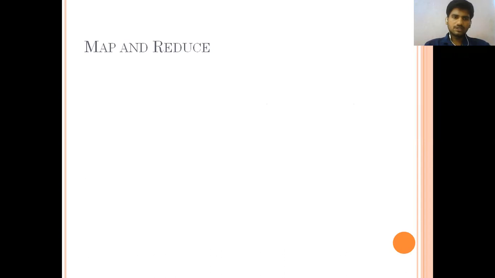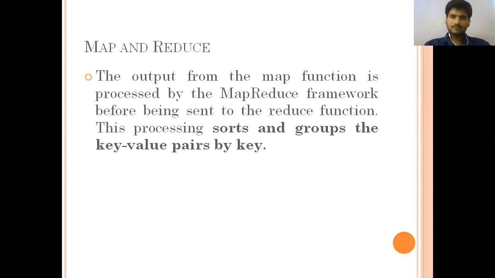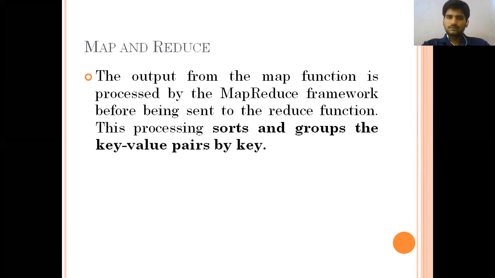Now here also, if we consider the same thing, the output from the mapper function is processed by the MapReduce framework before being sent to the reduce function. That is the output of the mapper function, the mapper phase output. Before it is sent to the reduce function, it is sorted, and the key value pairs are grouped by keys.